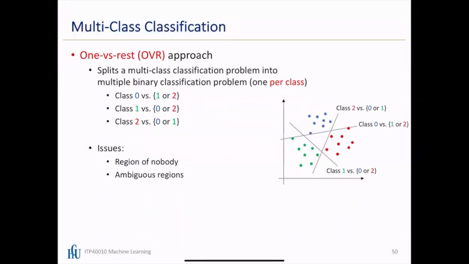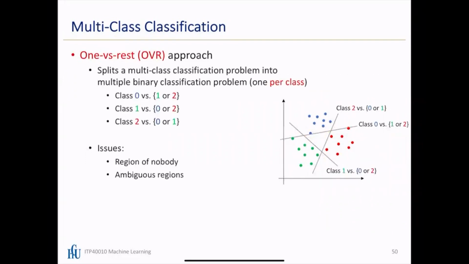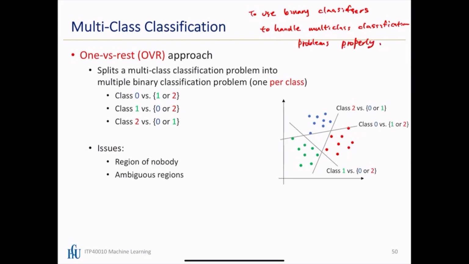So there are two approaches mainly used in multi-class classification. One of such approaches is the one versus rest approach. The other is the one versus one approach. In both cases, the idea is to use binary classifiers to handle the multi-class classification problem properly. This is the goal.